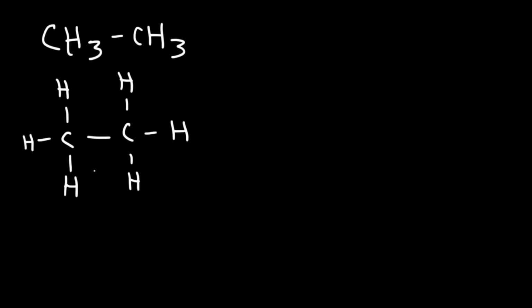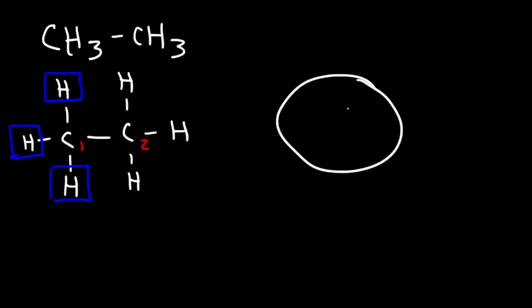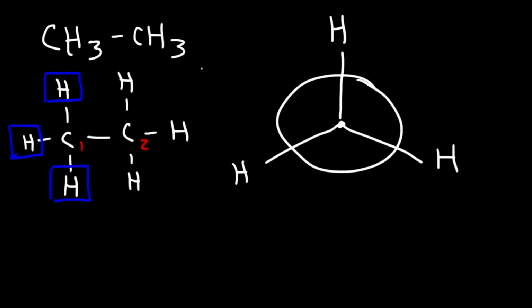So the first carbon, which we'll call C1, is attached to 3 hydrogen atoms. To draw the Newman projection, draw a circle, and at the center, this is going to represent C1, which is in the front. And so it's attached to 3 hydrogen atoms. Now behind it, which we can't see, is carbon 2, and it's also attached to 3 other hydrogen atoms. So this is the staggered conformation of ethane.